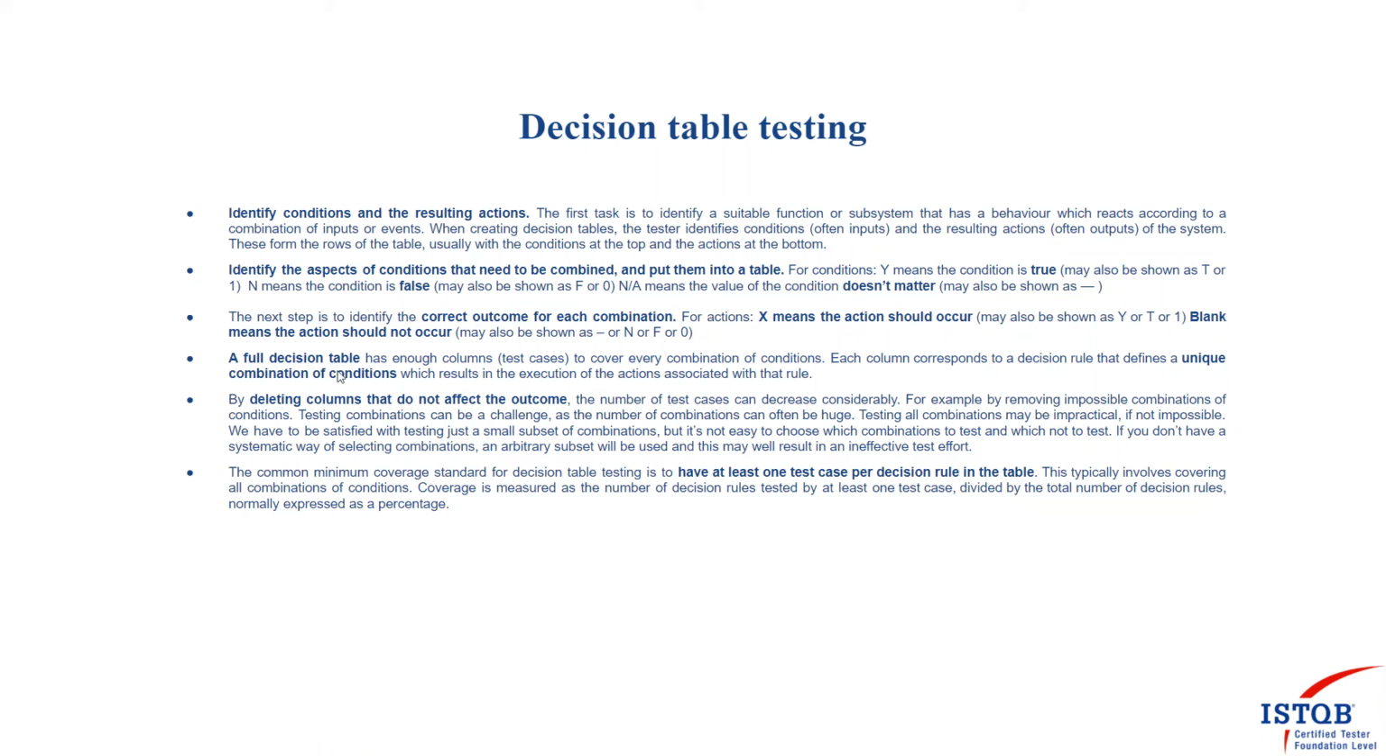Create a full decision table. Delete columns that do not affect the outcome. Have at least one test case per decision rule in the table. We are not going to dive deep into details now. As I told before, this theory is much easier for me to explain and much easier for you to understand when we resolve tests related to the decision table testing technique. Let's move to our first example.